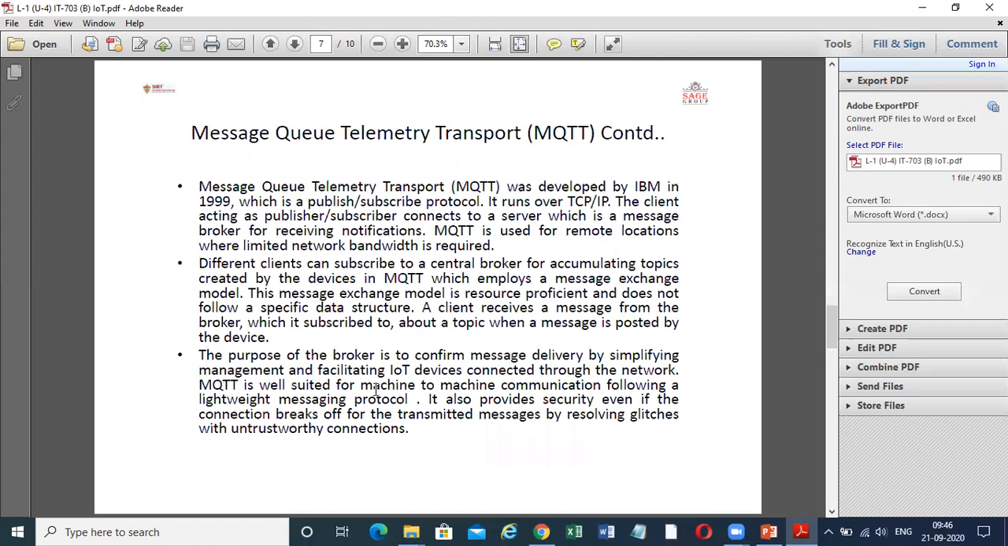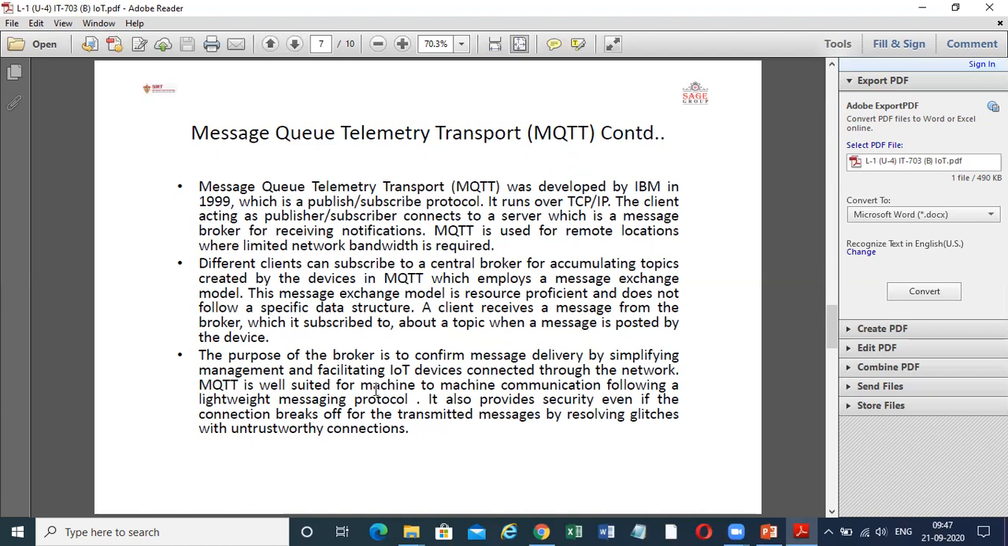Now, MQTT was developed by IBM in 1999. Some of you may be thinking why we are repeating. We are here going to discuss MQTT, and when we go again and again over the topic, your mind will recall what we have done in the past. So MQTT was developed by IBM in 1999, first thing, and it is a publish and subscribe protocol. Second thing, it runs over TCP/IP.